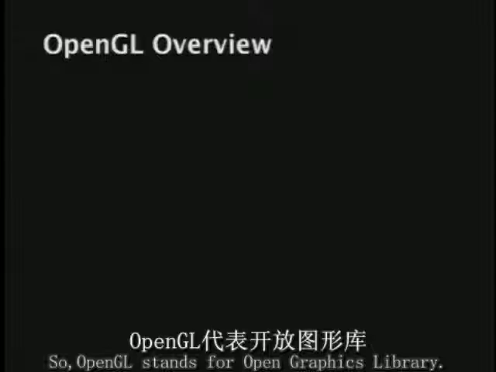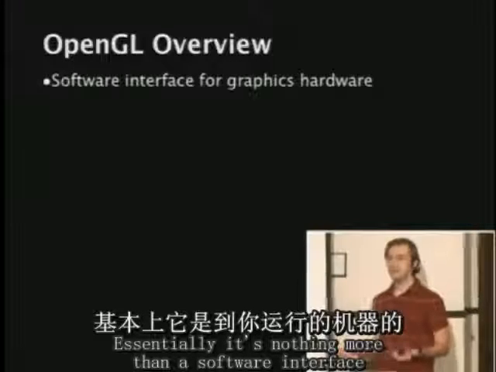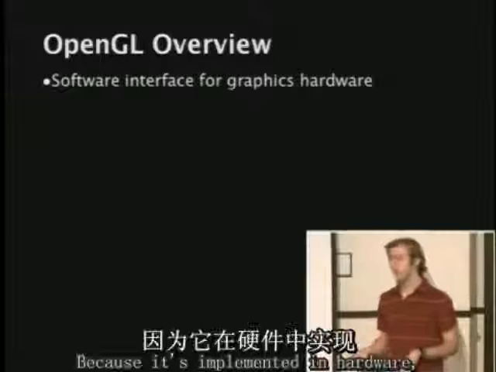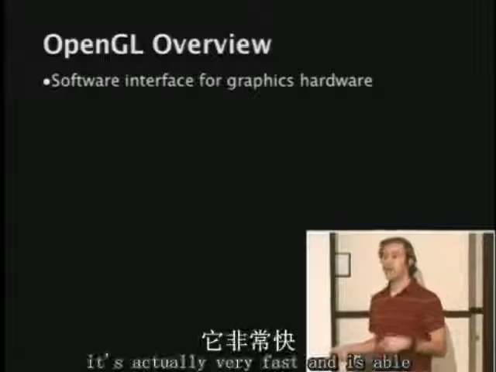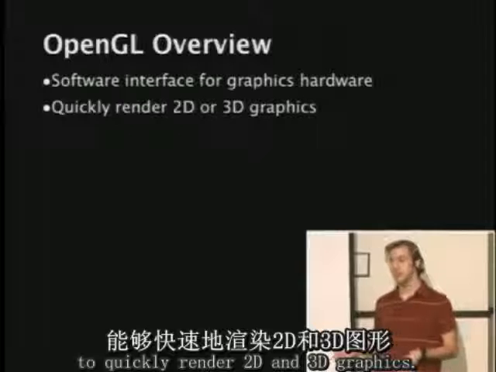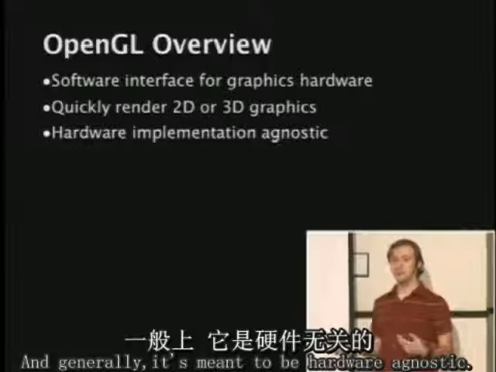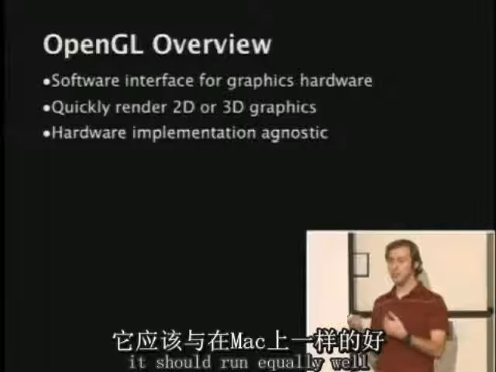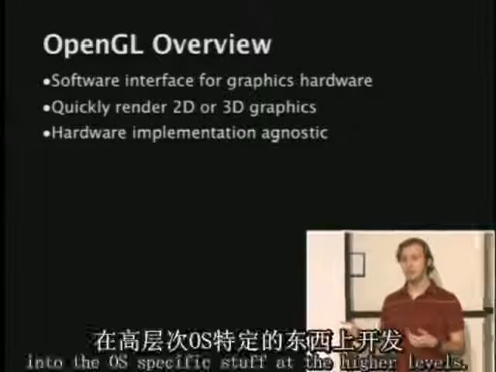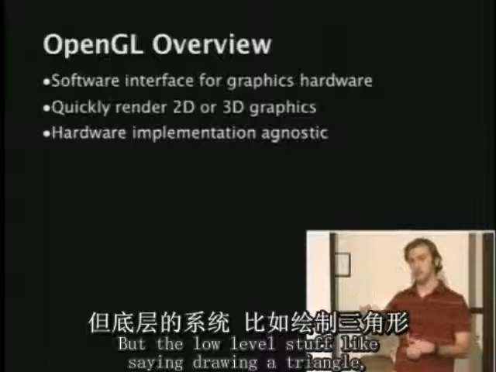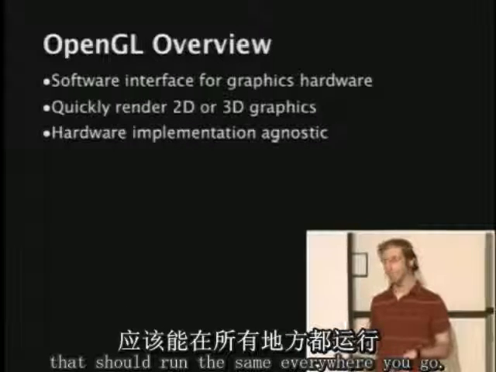OK. So OpenGL stands for Open Graphics Library. Essentially, it's nothing more than a software interface to whatever particular graphics hardware your machine is running. Because it's implemented in hardware, it's actually very fast and is able to quickly render 2D and 3D graphics. And generally, it's meant to be hardware agnostic. So if you're running your OpenGL code on a Windows machine, it should run equally well on a Mac, assuming you're not delving too deep into the OS-specific stuff at the higher levels. But the low-level stuff, like drawing a triangle, that should run the same everywhere you go.